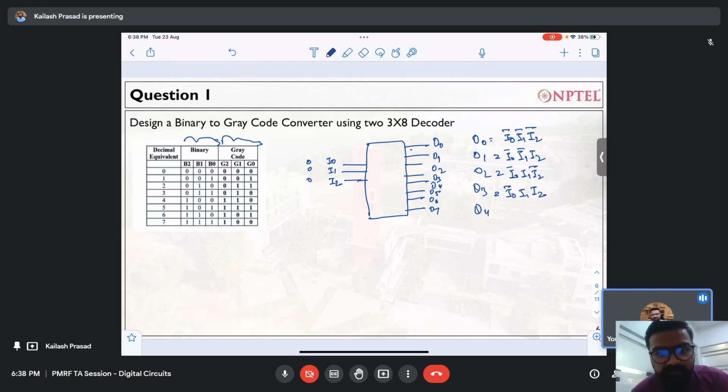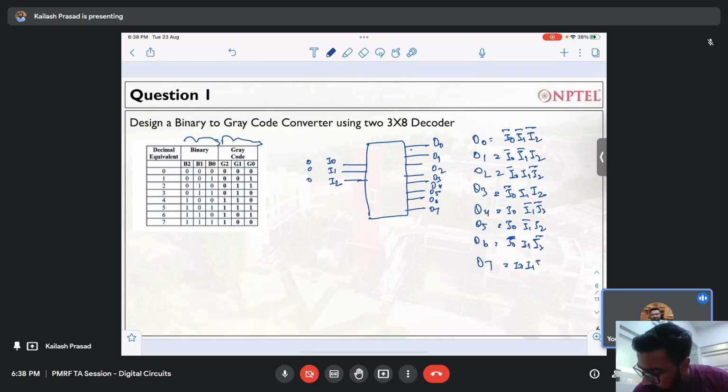Similarly, O4. This expression you can write from the truth table also, but we know that I have to convert a binary number into one of the lines, right? So I can directly write the equation. So you can write I0, I1 bar, I2 bar. Similarly, O5 equal to I0, I1 bar, I2, O6 equal to I0, I1, I2 bar. I have done some mistake. No, I think it is fine. And O7 is equal to I0, I1, and I2, right? So this is how the decoder looks like. Any problem here?